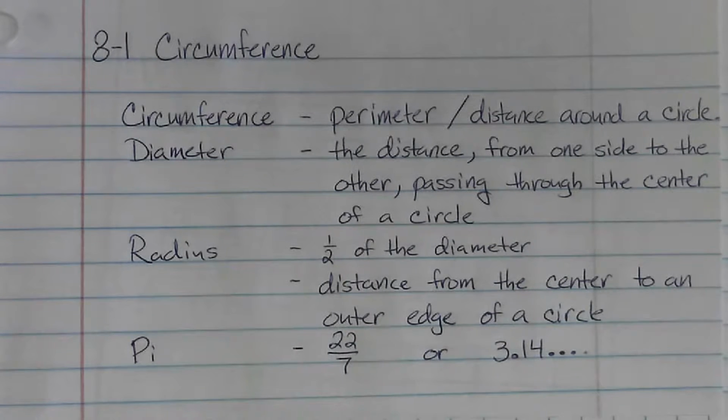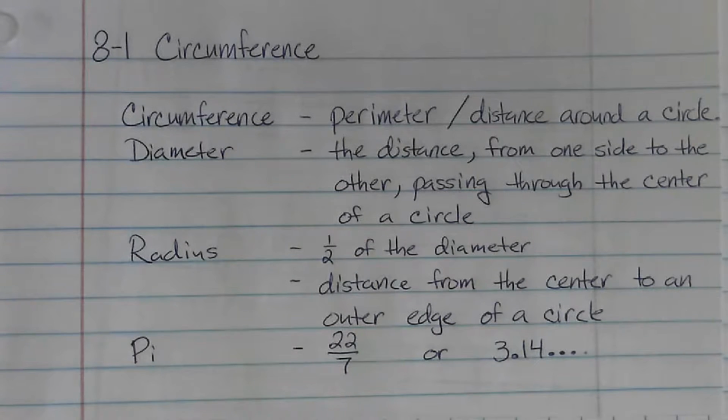Now, diameter. Diameter is the distance from one side to the other if you go through the center of a circle. So straight across. Radius. Radius is half the diameter, and it's actually the distance from the center of the circle to the outside edge of the circle. We also need to know pi.